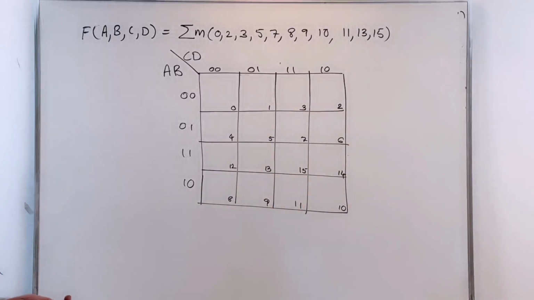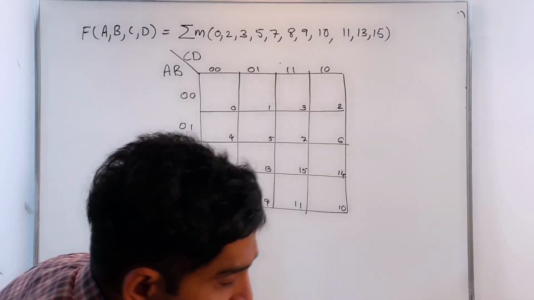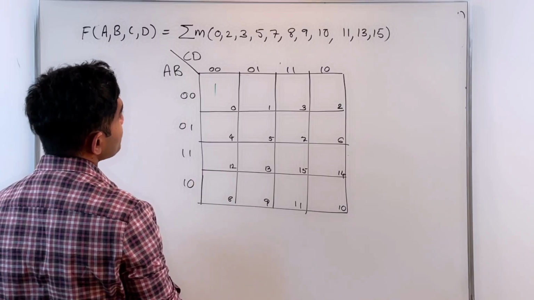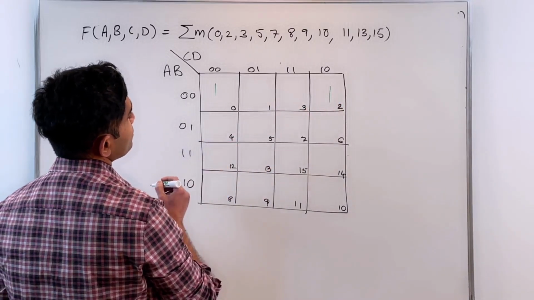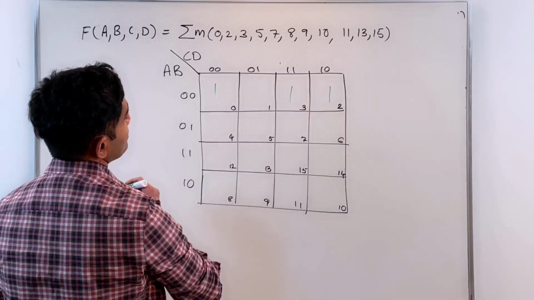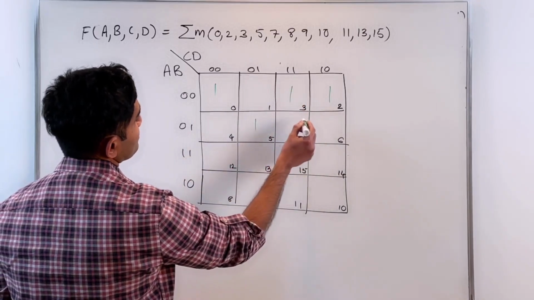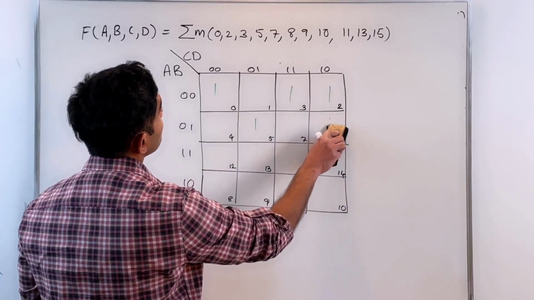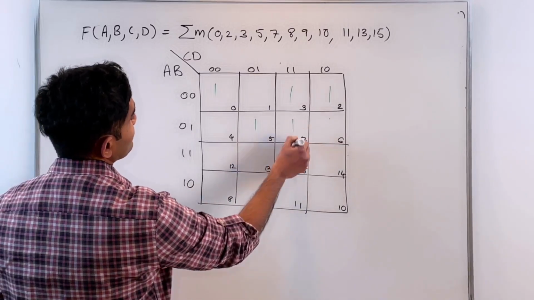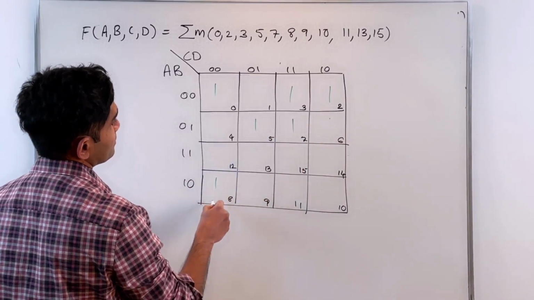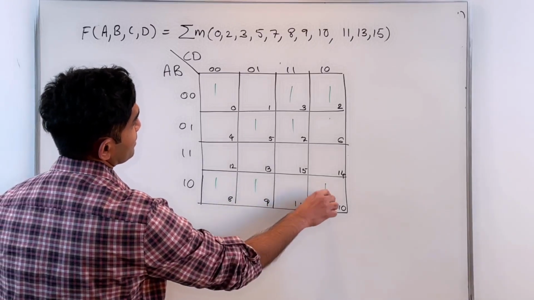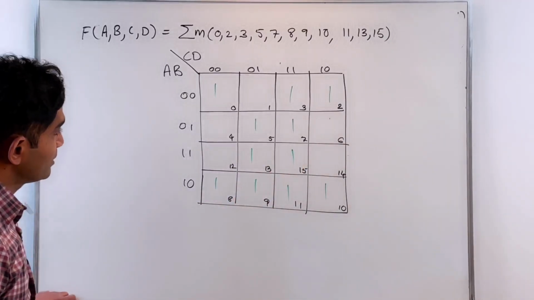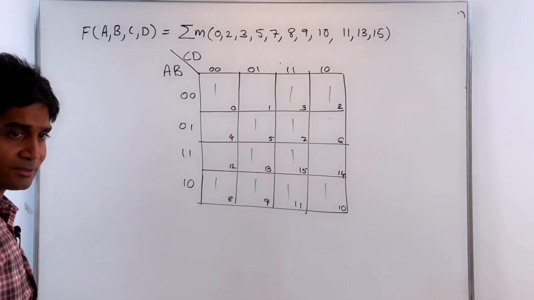Okay. Now let me put down the ones. In this case, I have 1 corresponding to this position, 2, 3, 5, 6. No, there's no 6. 7, 8, 9, 10, 11, 13, 15. So I have a K-map that looks something like this.